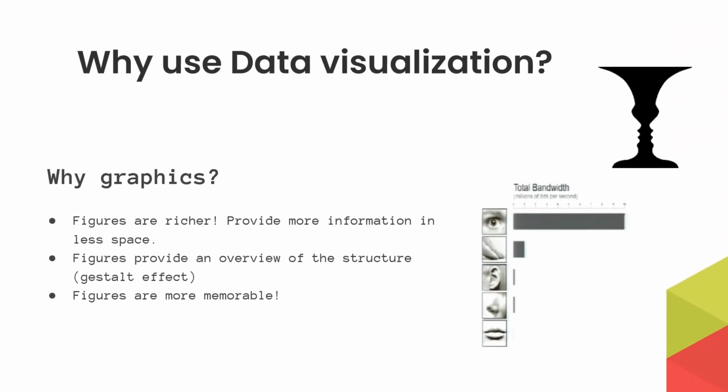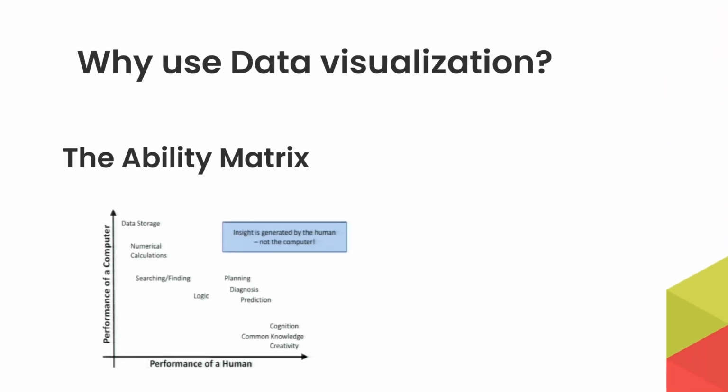In data visualization, we use graphics because figures are richer. They provide more information in less space. Figures provide an overview of the structure known as the Gestalt effect. Figures are more memorable than words. There are tasks which are better performed by humans. Fortunately. For instance, creativity, cognition and common knowledge are still better performed by humans. Of course we need computers to help us with a lot of data-related tasks. However, there is still no such thing as automatic effective data visualization products generation. Maybe we will get there in the near future.